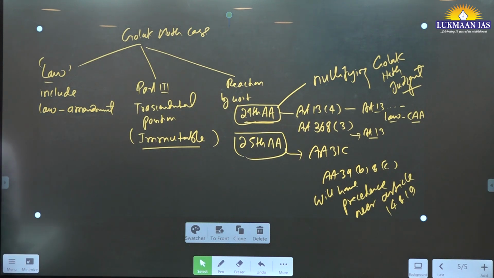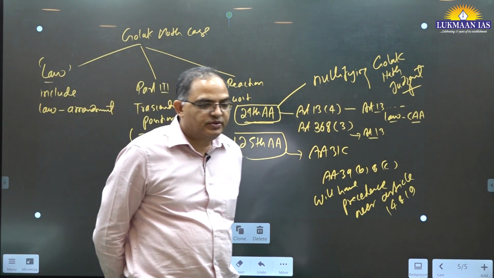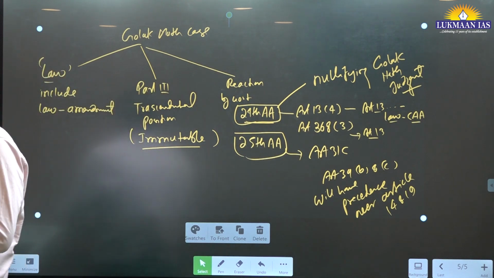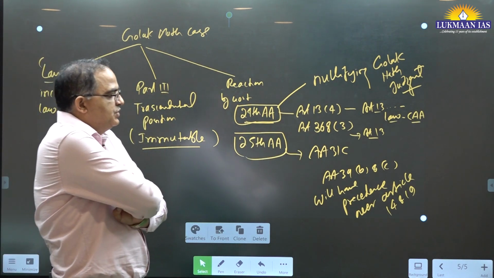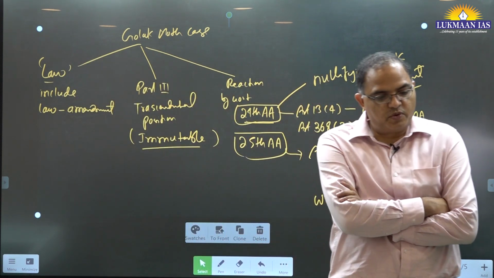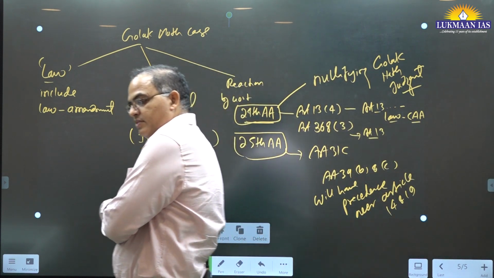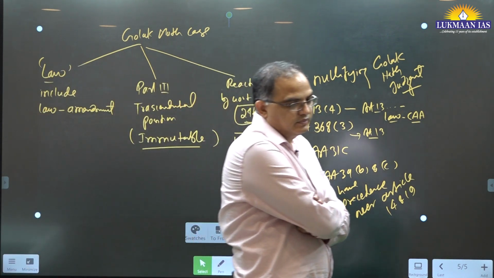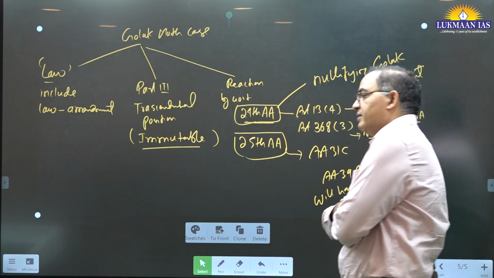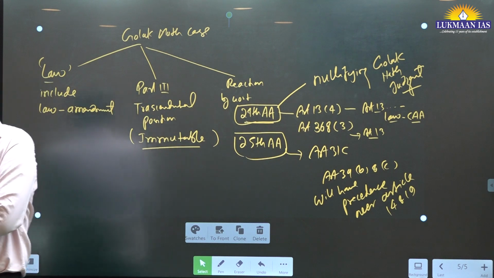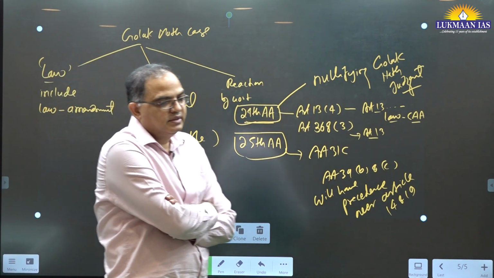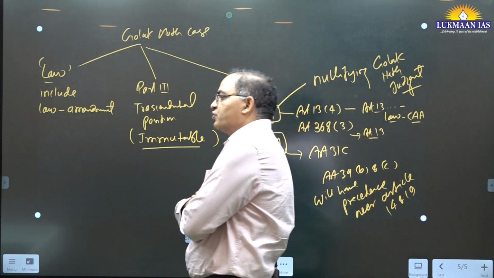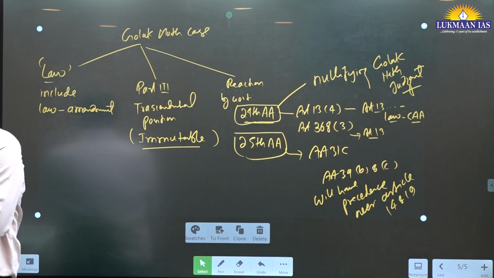That is, if the government takes policy interventions to promote redistribution of wealth, and if they violate Article 14 and 19, citizens cannot challenge them under constitutional remedies.